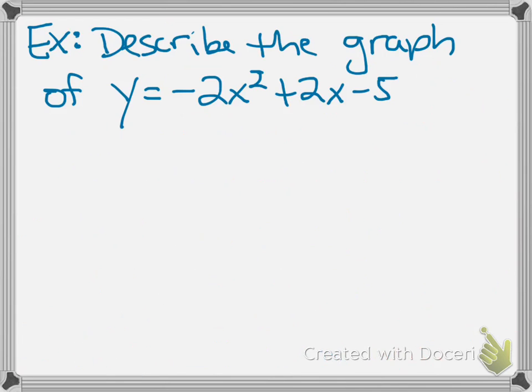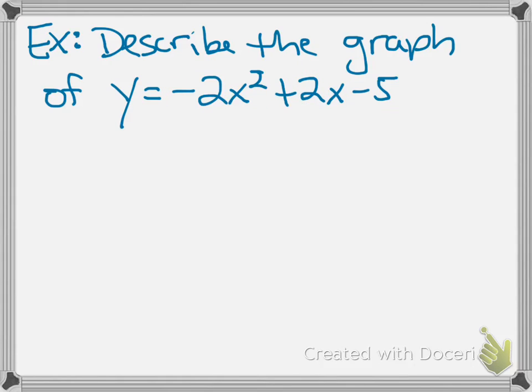So let's do a couple of examples. Our first example says, describe the graph of y equals negative 2x squared plus 2x minus 5. So first of all, we want to recognize that this is a quadratic function given to us in standard form. So that means we have this a coefficient here, we've got our b coefficient on x, and then the constant term is our c value.